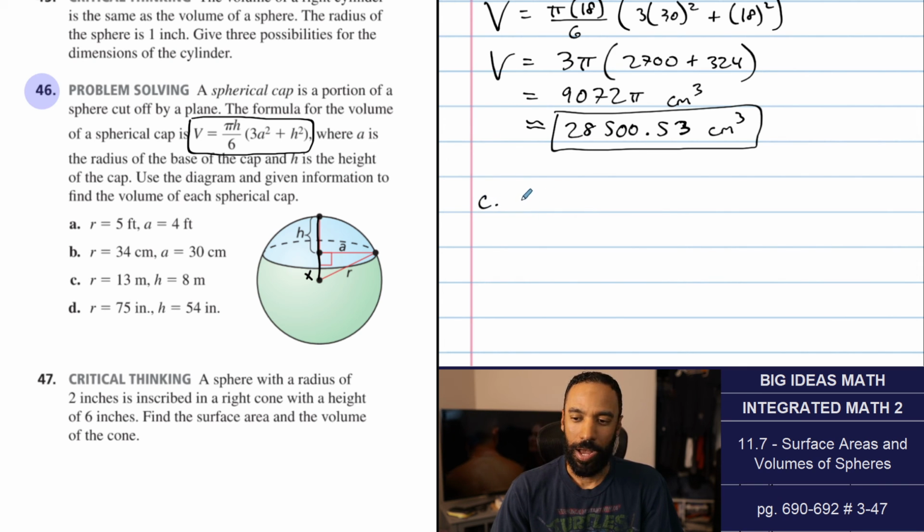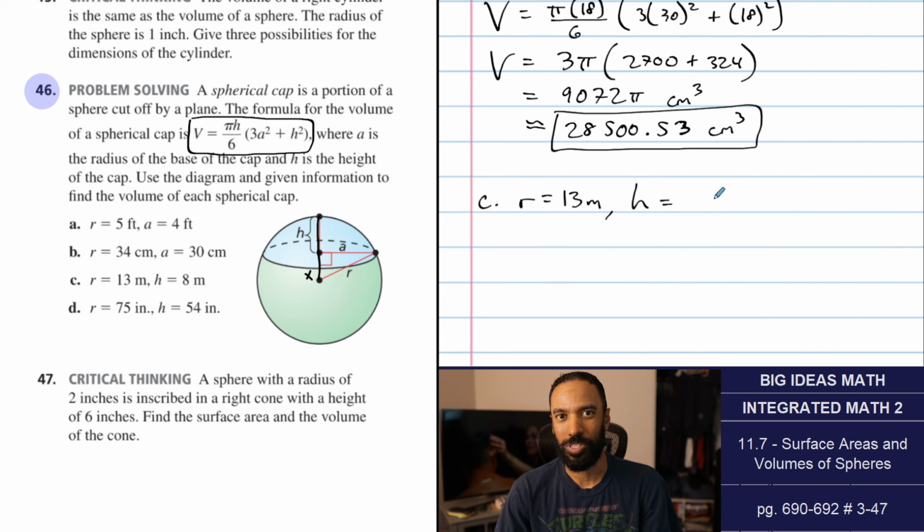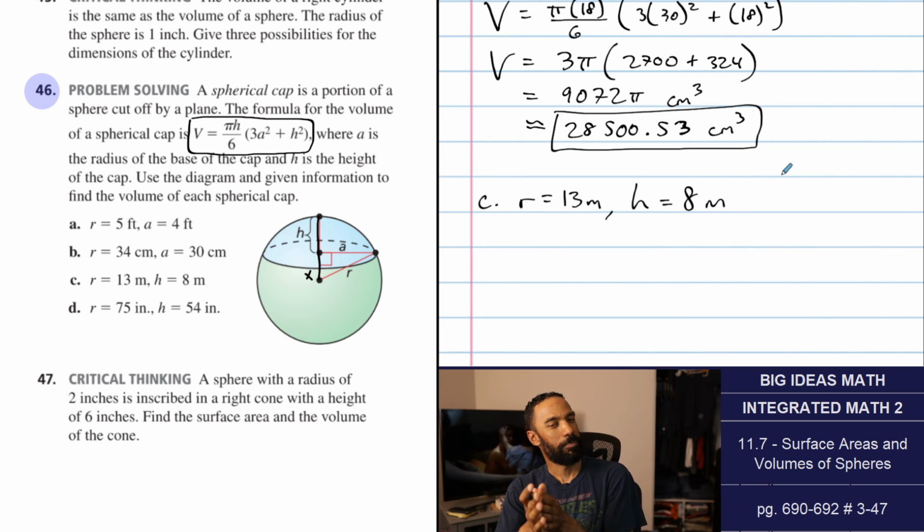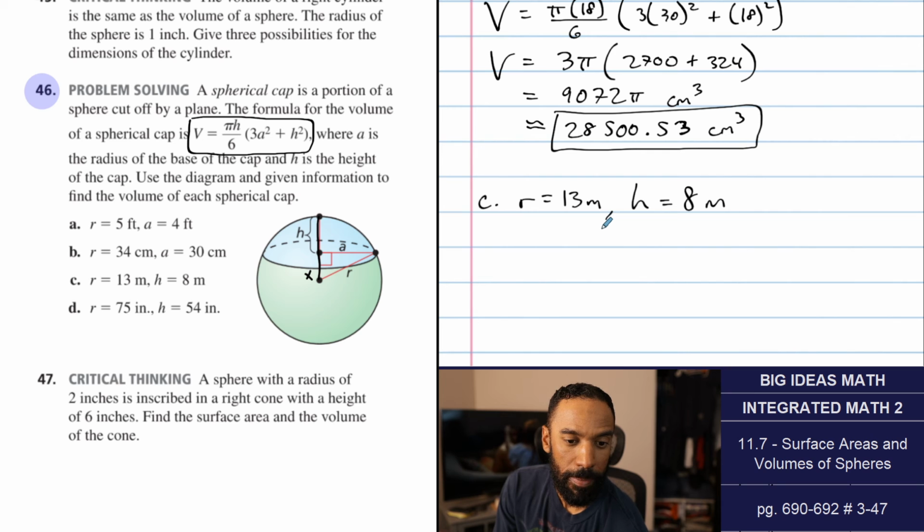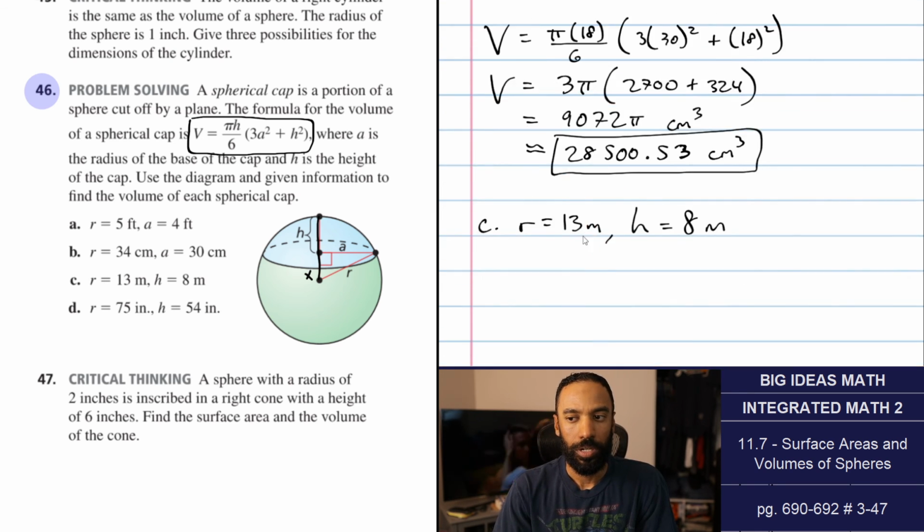Part C. 13 meters and h is 8. You know what? This one's not a Pythagorean triple. I thought this was the 5, 12, 13 one. So, okay, this is not going to be as good. This time we need to find A. Oh, actually, maybe it can be part of the Pythagorean triple. This one's a little interesting because that's H. So, R minus H will give us that other value. R minus H is that X value, right? So 13 minus 8 is 5, so X equals 5.